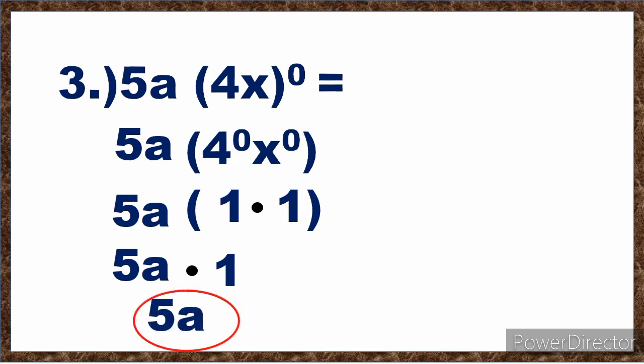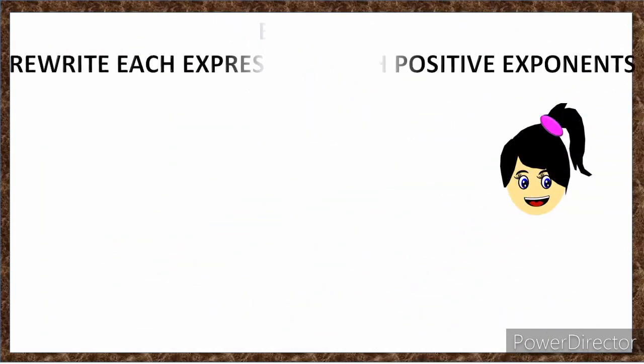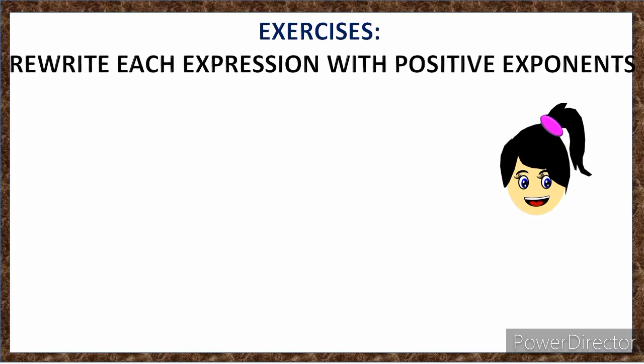Okay, now we're going to apply the laws of exponents. So let's have some exercises. We write each expression with positive exponents. So let's have number 1. X raised to negative 4. So this is a negative exponent. Therefore, we have 1 over x raised to 4.